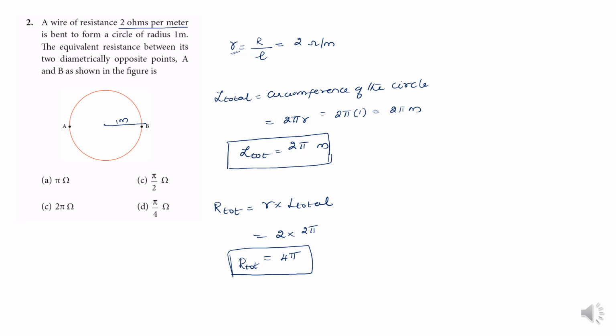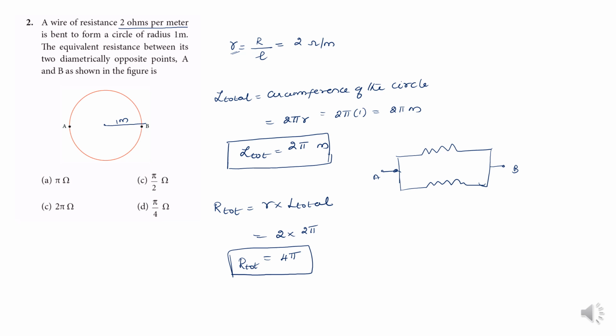But the diametrically opposite points A and B split this circle into upper half and lower half. So the length of the wire in the upper half is total length by 2, and the length of the wire in this portion is again total length by 2. That means the resistance is halved. This is the upper half semicircle and this is the lower half, which is another semicircle. Let these be the two diametrically opposite points A and B.